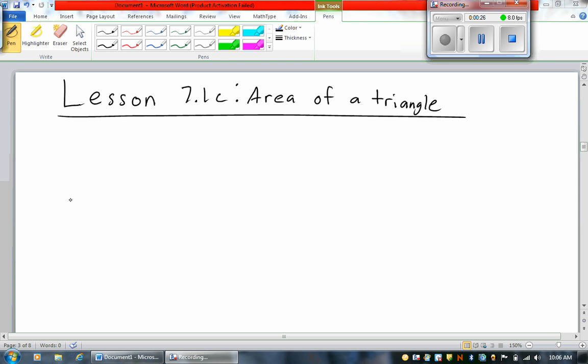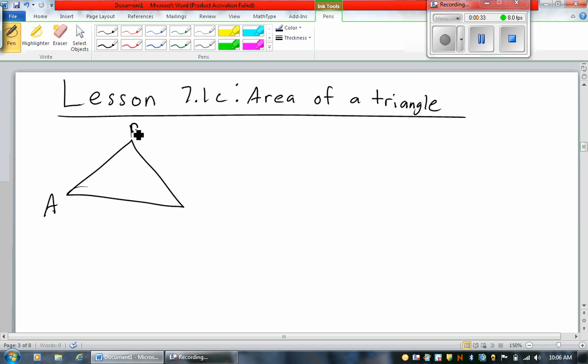So let's say we have a triangle here, and we'll call this triangle ABC. And remember, this is side c, this is side a, and this is side b. Now, our old area of a triangle formula, remember, was area equals 1/2 base times height. But in this triangle, our height would be this line right here. This would be our h.